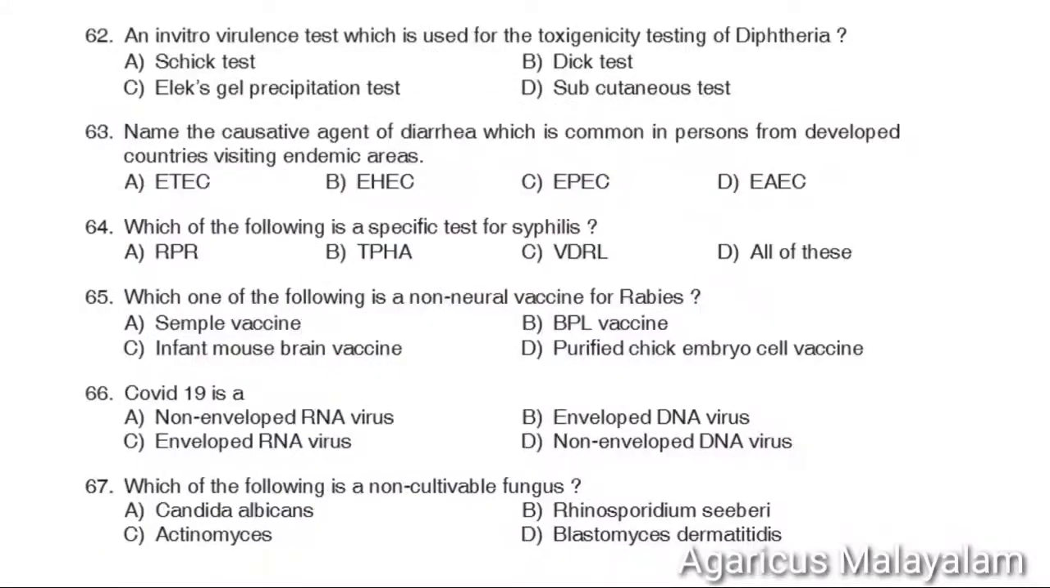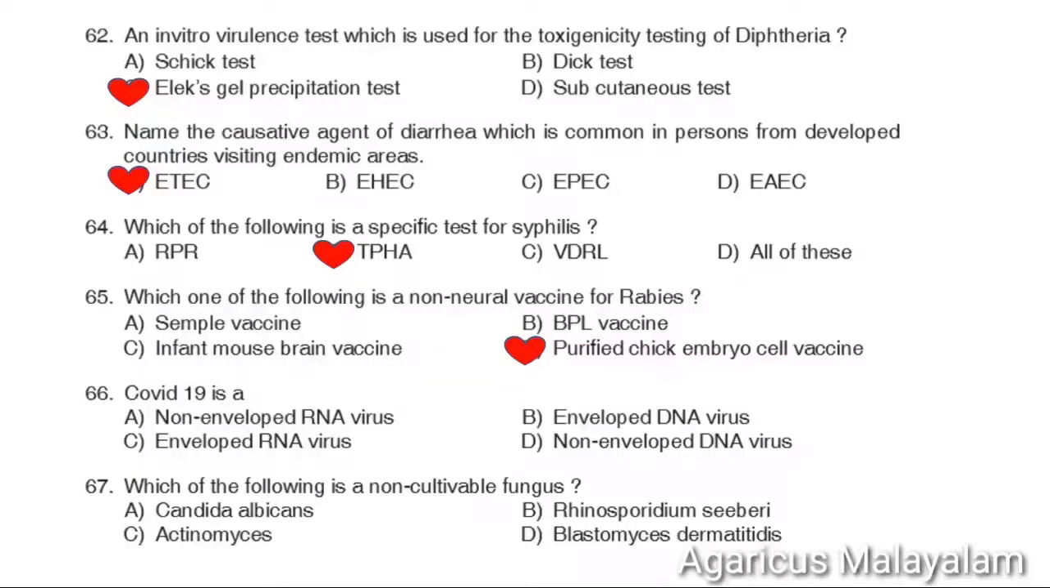62. An in vitro virulence test which is used for the toxicity testing of diphtheria. Correct answer is option C. 63. Name the causative agent of diarrhea which is common in persons from developed countries visiting endemic areas. Correct answer is option A. 64. Which of the following is a specific test for syphilis? Correct answer is option B, TPHA. 65. Which one of the following is a non-neural vaccine for rabies? Correct answer is option D.